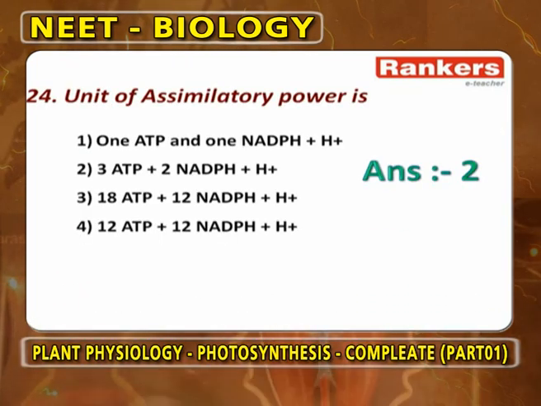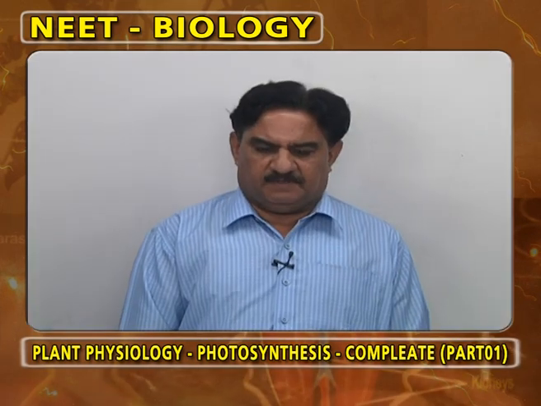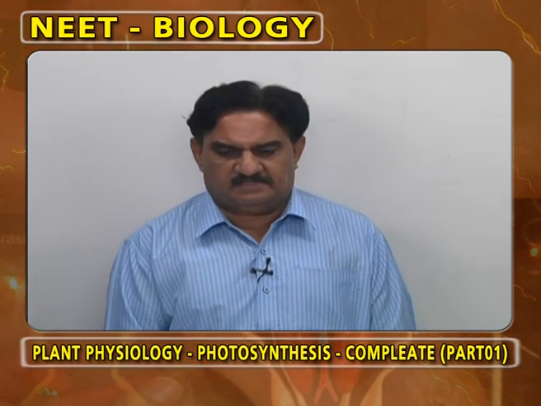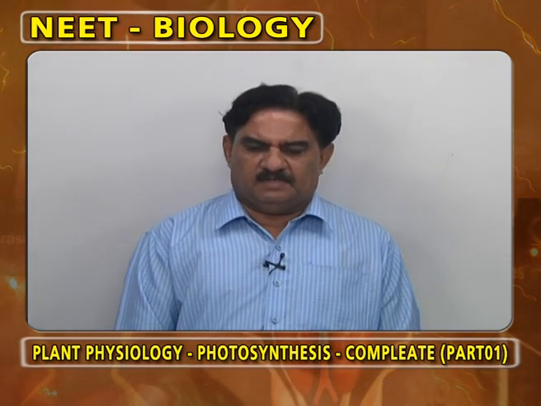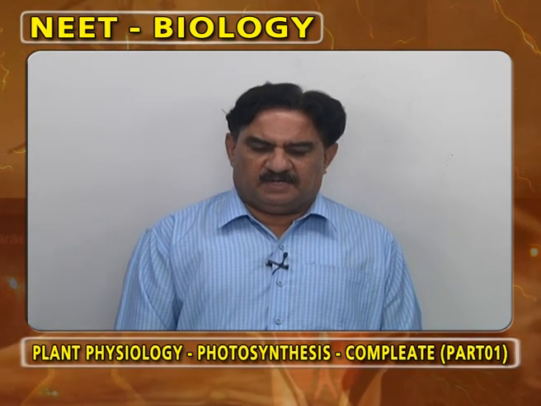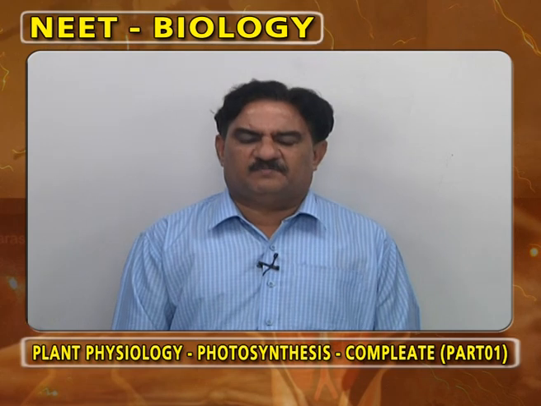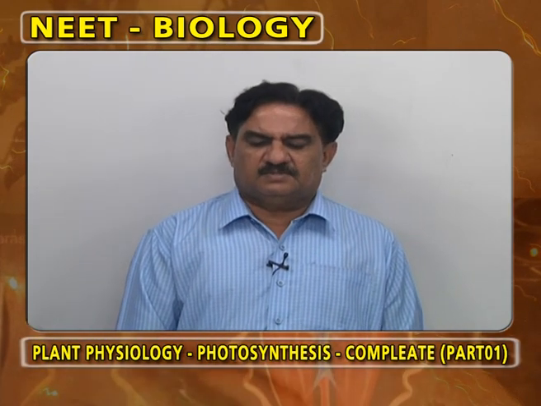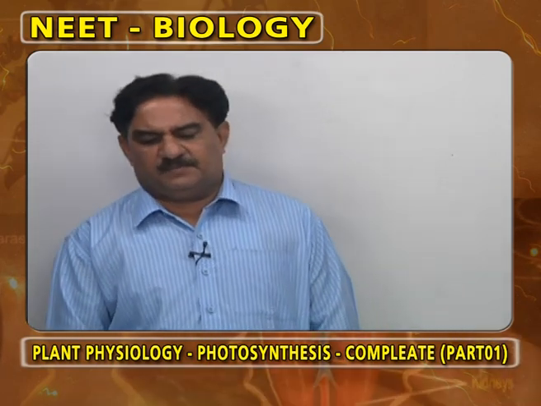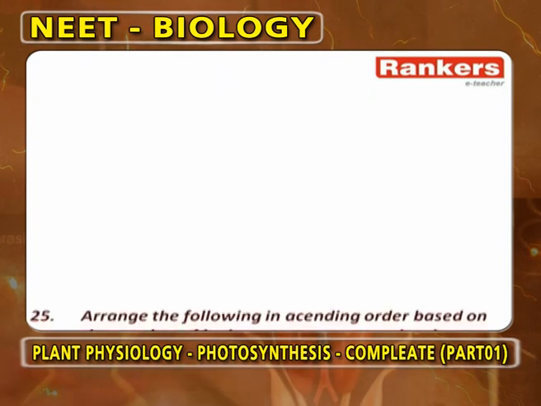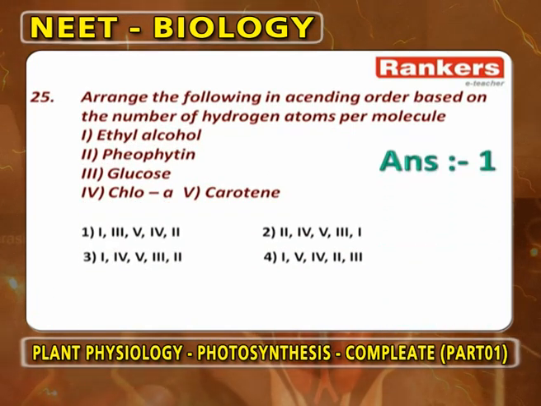Unit of assimilatory power means one assimilatory power which can fix one carbon dioxide. 1 ATP and 1 NADPH2 is wrong. 18 ATP and 12 NADPH2 is not for 1, it is for 6 carbon. 12 ATP, 12 NADPH2 is wrong. So the answer is 3 ATP and 2 NADPH2. So the unit of assimilatory power is 3 ATP and 2 NADPH2.